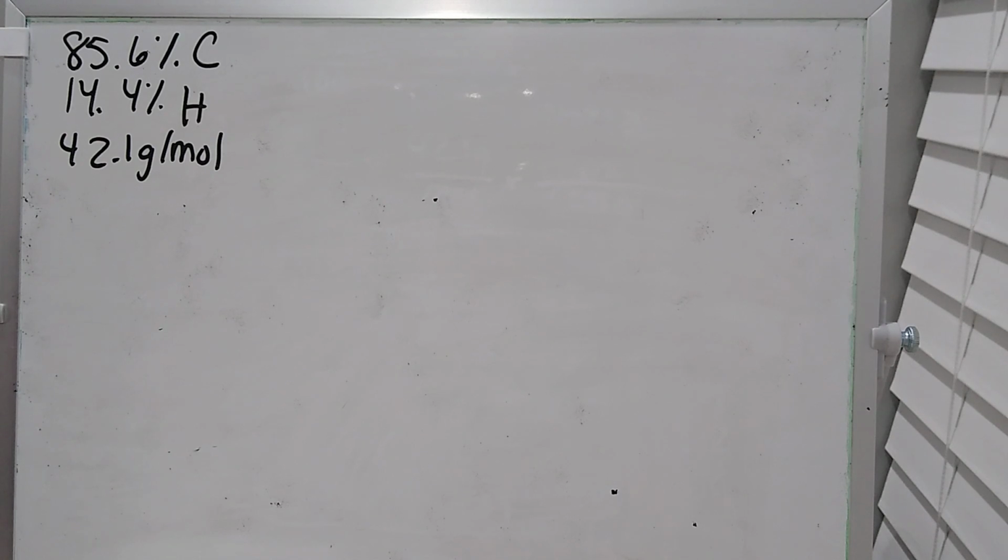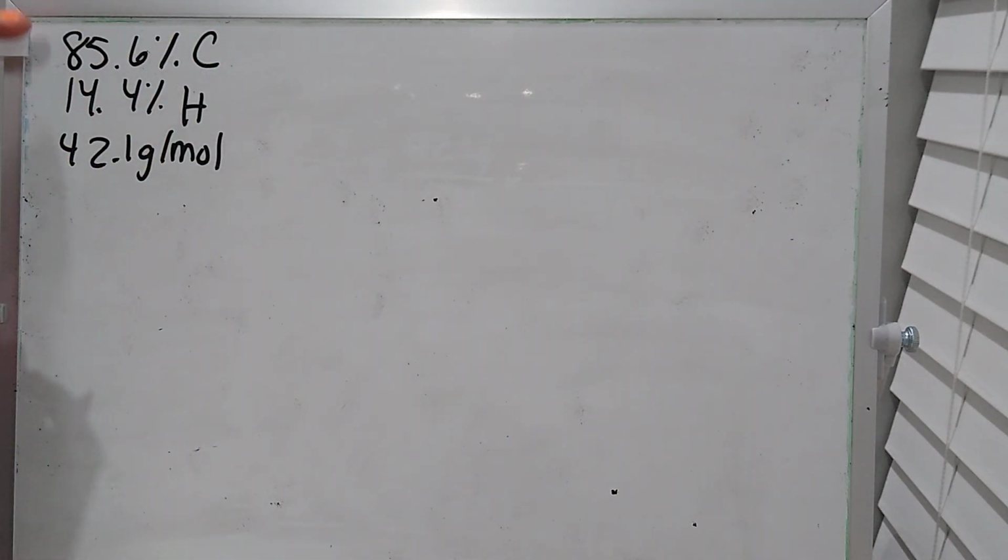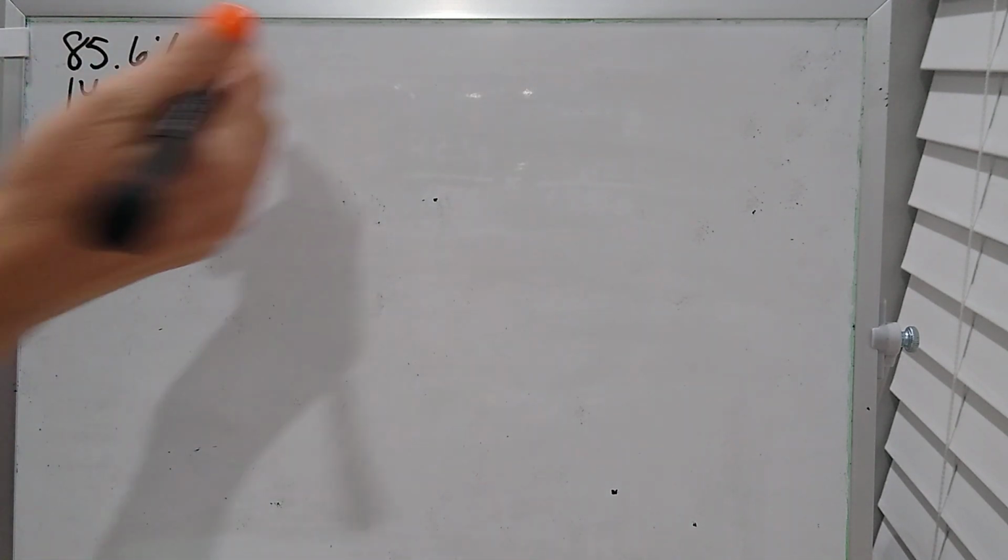The first way I'm going to do is the way that Abeka teaches it, which to be honest, I think is a more difficult way, but you can decide for yourself which way is easier for you. Okay, so doing it Abeka's way, the first thing we are going to do is assume that we have 100 grams total for our molecular mass.